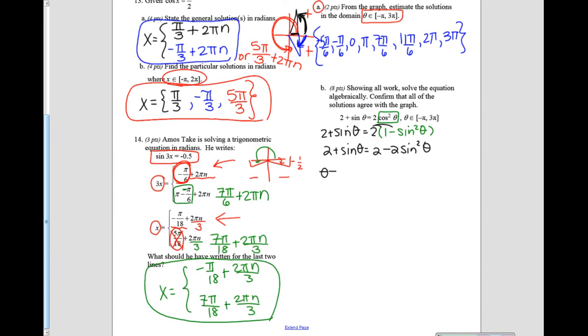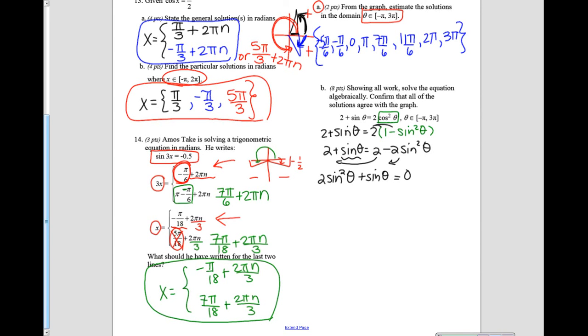I have to have my first term, my quadratic term, be positive. So I'm going to move everything over onto the left side of the equation so that these 2 sine squareds can be positive. I already had 1 sine squared on the left, and that was positive. And then when I move this 2 over, 2 minus 2 is 0, so I don't have any left.